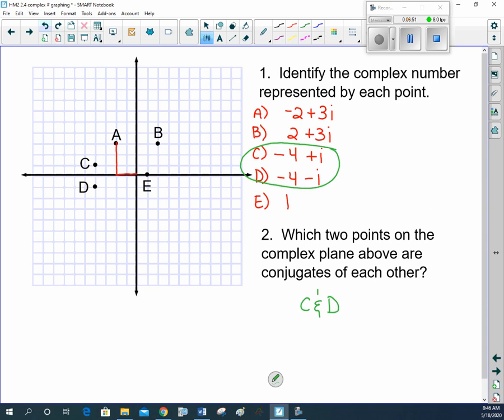But look what happens geometrically when you come over here and look at points C and D. They are reflections over the real axis, which makes sense, right? If the imaginary value is positive, then its conjugate would be negative. So geometrically speaking, conjugates in the complex plane are a reflection over the real axis.